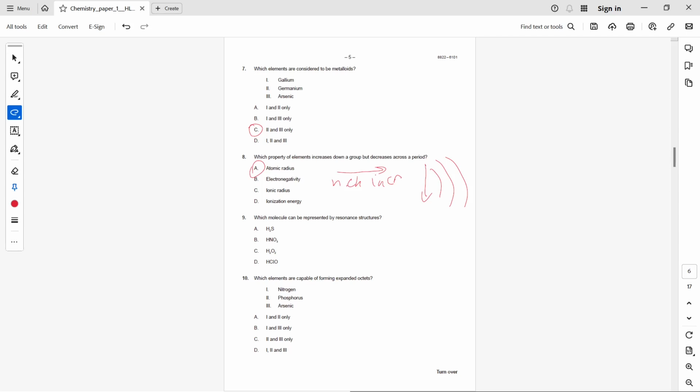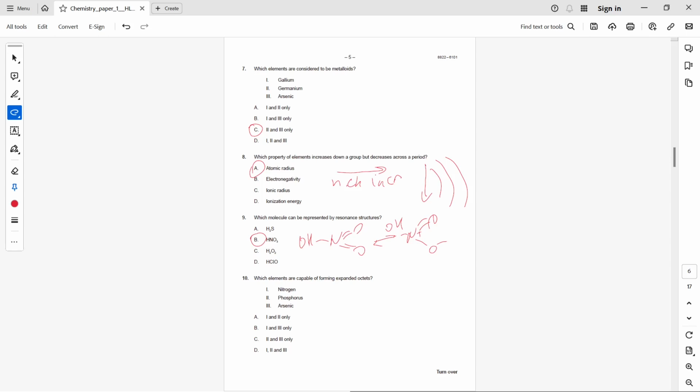Each molecule can be represented by resonance structures. It's option B because we can write it, for example, like this, or we can write it like this. So we have different resonance structures, and for the others we don't have, so the option is B.